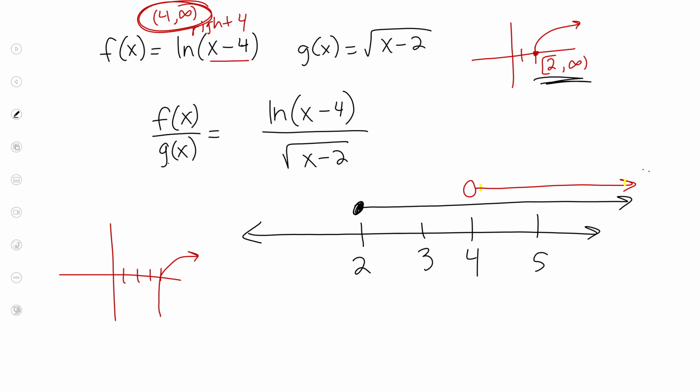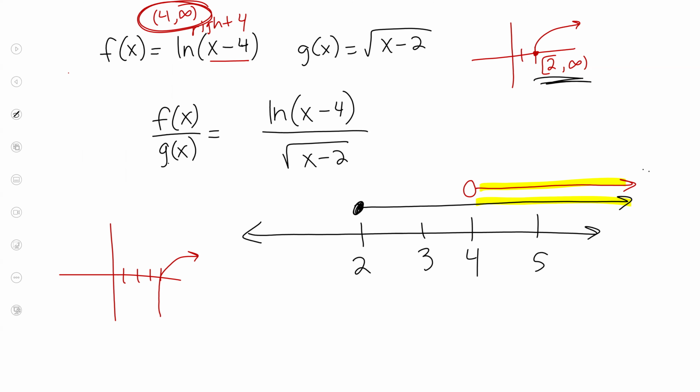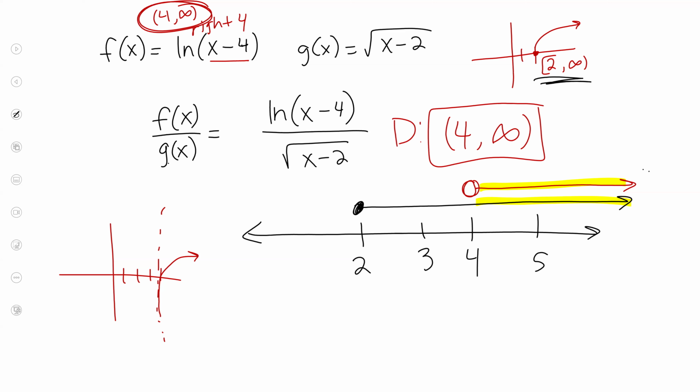Do you guys see where it overlaps? It overlaps right here. So what's our new domain? 4 to infinity is your new domain. But do I put a bracket or a parenthesis on 4? Parenthesis, because there's an asymptote at 4, right? There's an asymptote at 4. So it's an open circle. So this is your new domain.